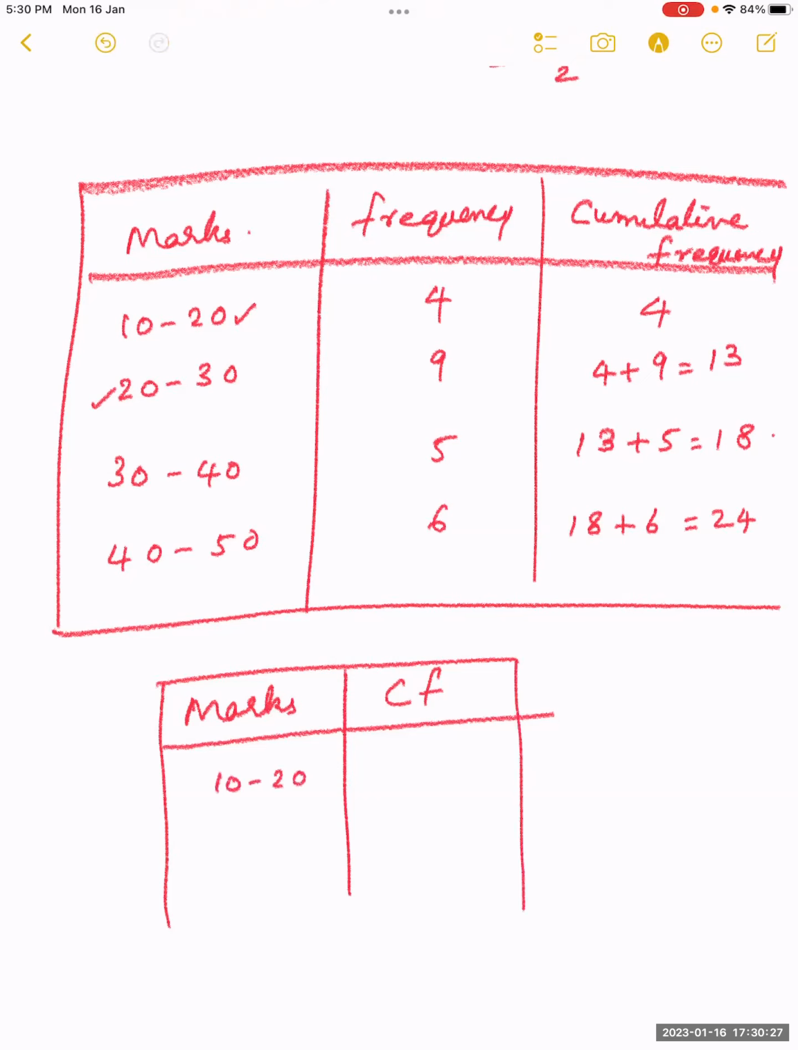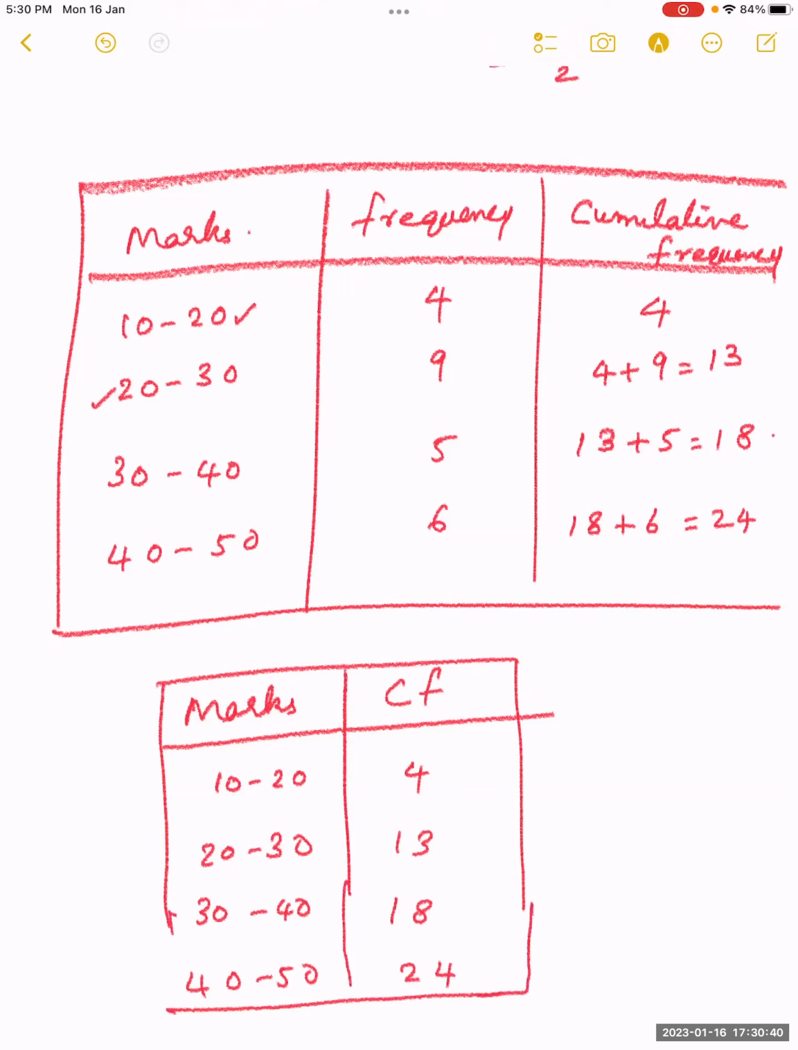This is 10 to 20, 20 to 30, 30 to 40, 40 to 50. And this is going to be 4, 13, 18, and 24. This is the cumulative frequency distribution table. Marks and cumulative frequency. Got it? So both this and this are correct. You can represent it in whichever way you want.